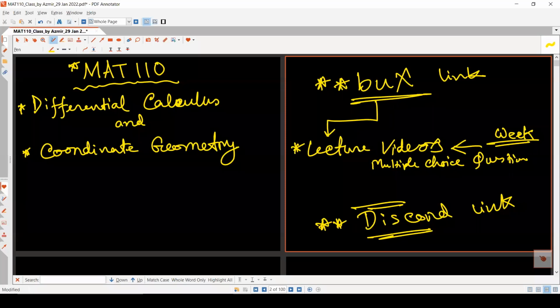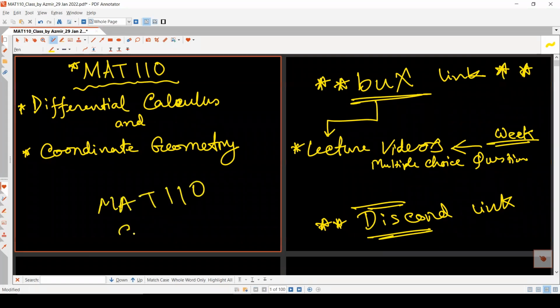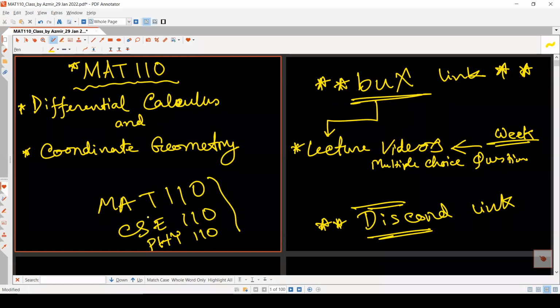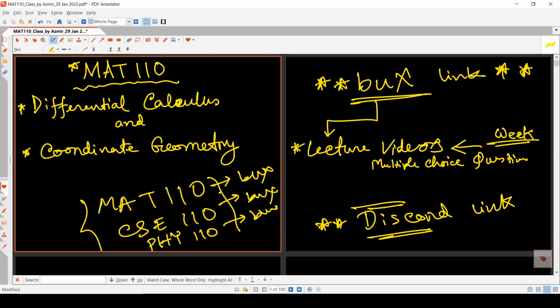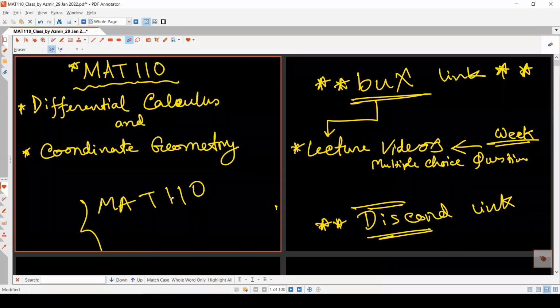So this is the virtual platform for all courses that you have, like Math 110. Let's say you have CSE 110 or Physics 110. For all these courses, you have a separate BUX platform. So try to join all the platforms that you have, for all courses that you have taken in this semester. So these are for the beginners. These rules are for the beginners, but those who have already completed this course, you know all the things.